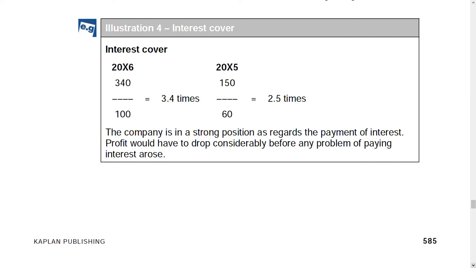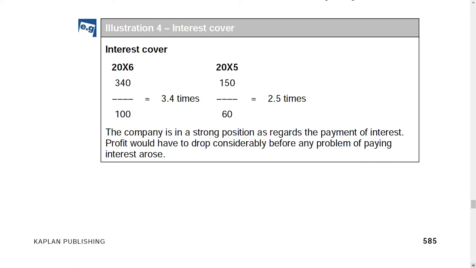If you see, the interest cover increased from 2.5 to 3.5. Is it good or bad? It's good. So what does it imply? The company is in a strong position. After you write, you have to write this sentence also: the company is in a strong position in terms of payment of interest.